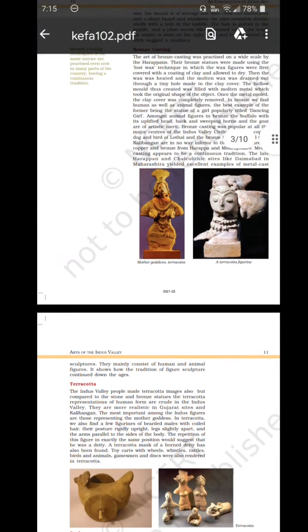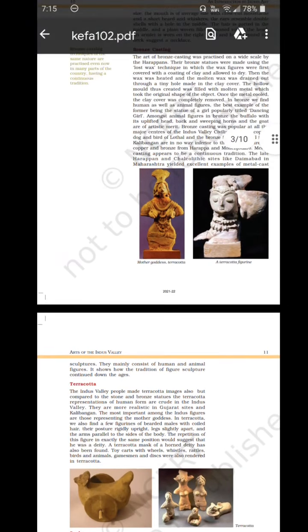Take a look at these illustrations. Mother Goddess, terracotta, a terracotta figurine. Take a look at these images. Seals, terracotta.